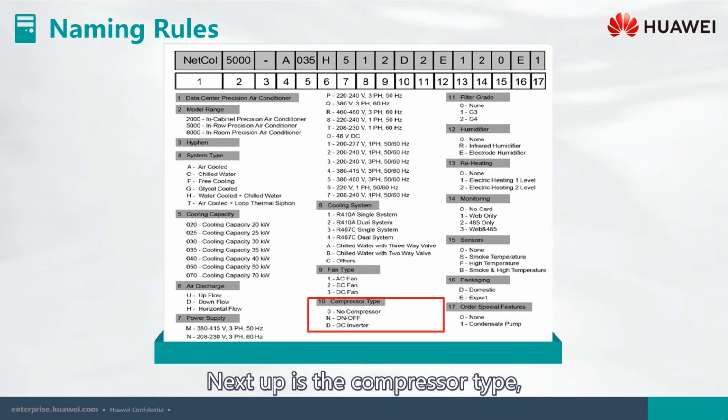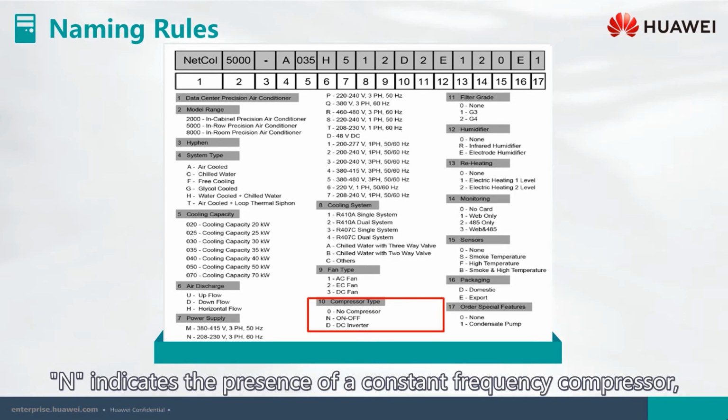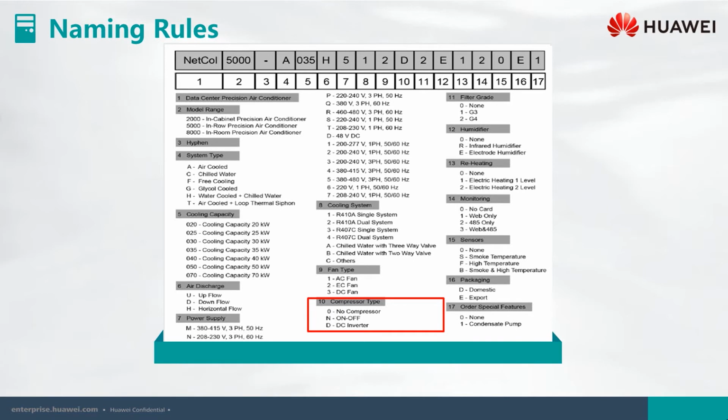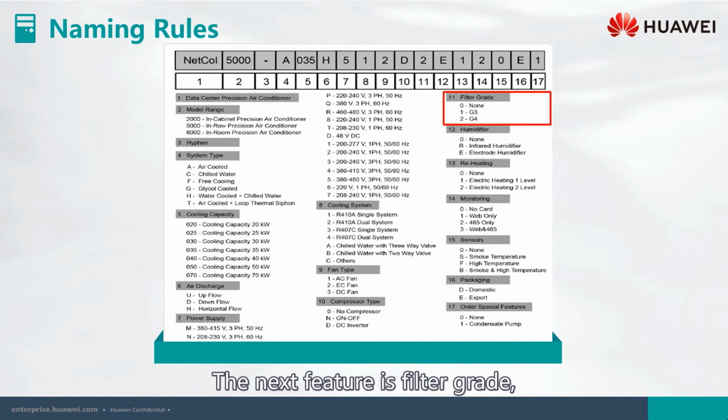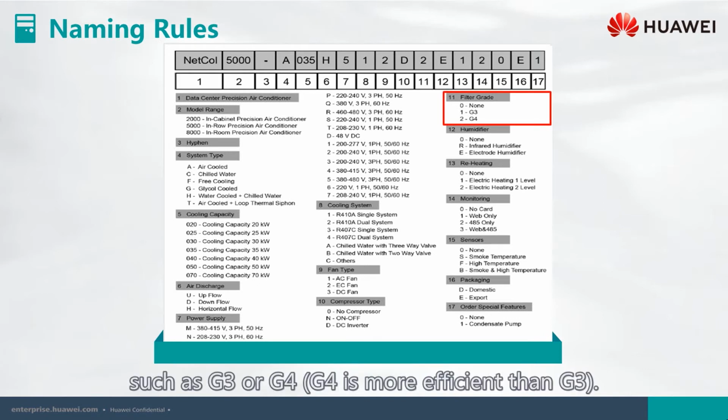Next up is the compressor type. 0 here means that there is no compressor. That refers to chilled water air conditioner. N indicates the presence of a constant frequency compressor. D stands for a DC inverter compressor. The next feature is filter grade, such as G3 or G4. G4 is more efficient than G3.